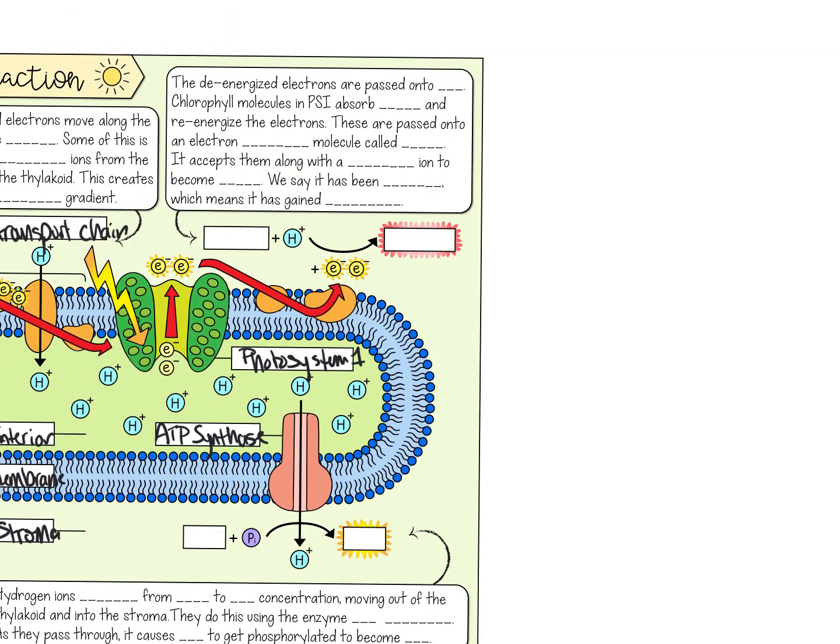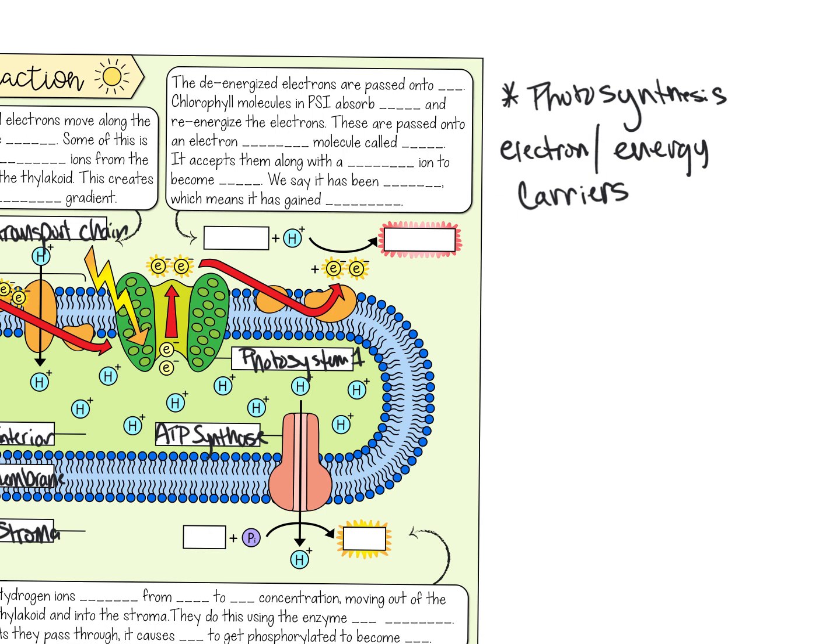So one of the things that either photosynthesis or cellular respiration uses are these electron/energy carriers. And for photosynthesis specifically, it uses a molecule called NADPH, okay? And this is the part in which it gains the electron. We call this fully charged.